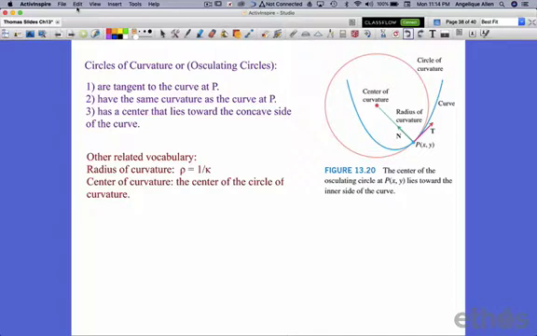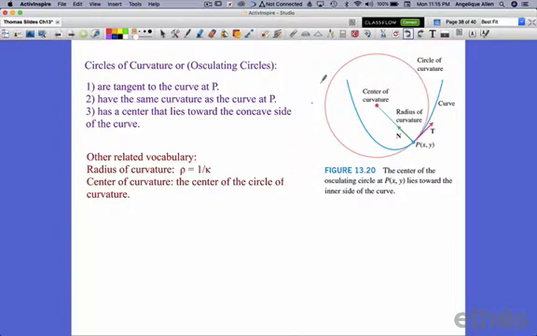Okay, so let's do some vocabulary and relate it to this picture. So a circle of curvature is a circle that helps us understand and reproduce drawings. All right, so we have our parabola here in blue, and we picked a point P on it, and we draw a unit tangent vector. We've got that here, and a unit normal vector at that point of tangency.